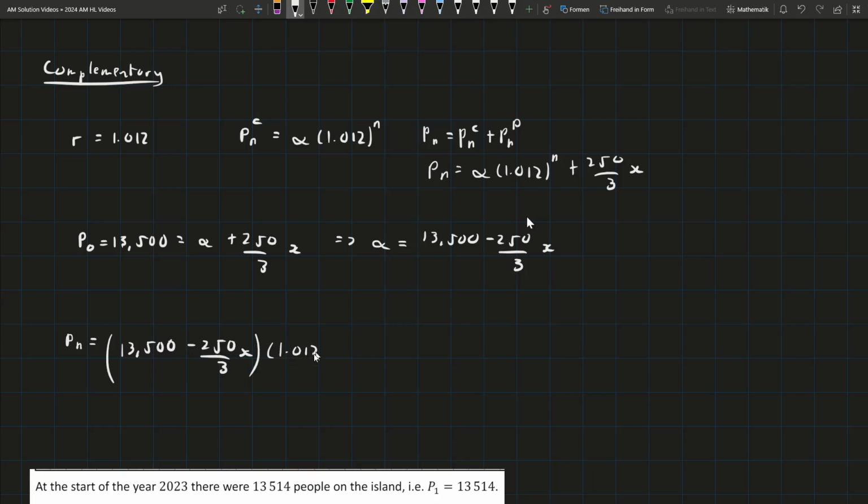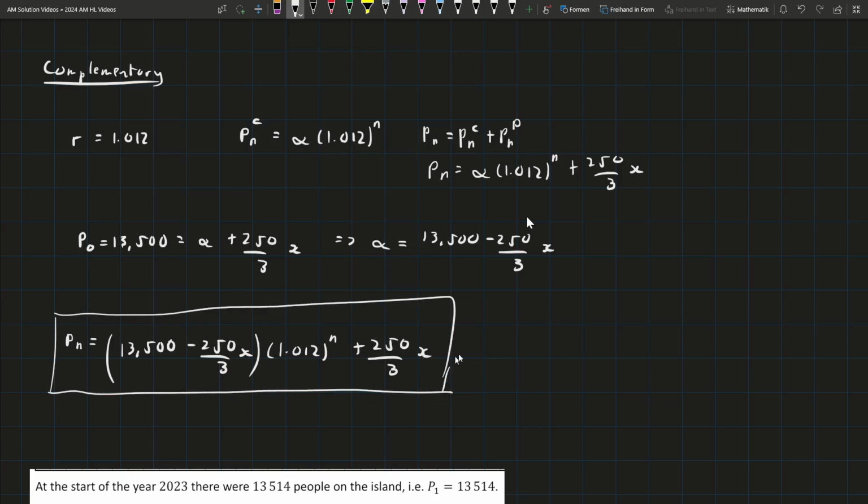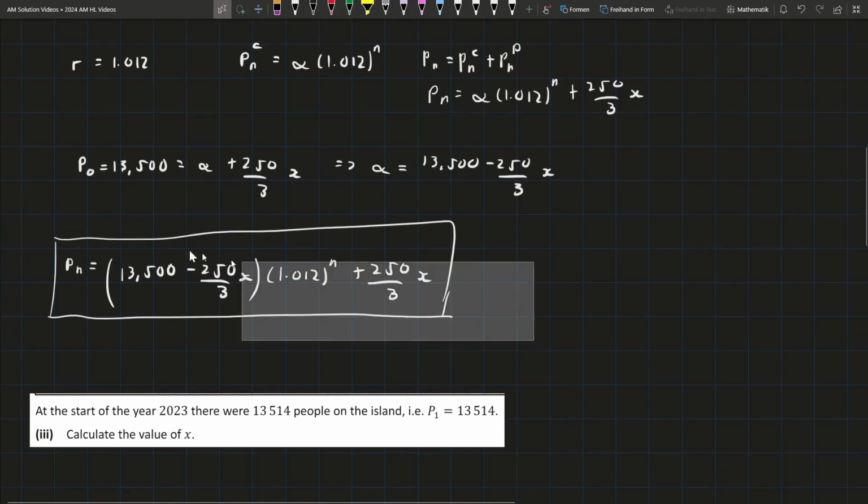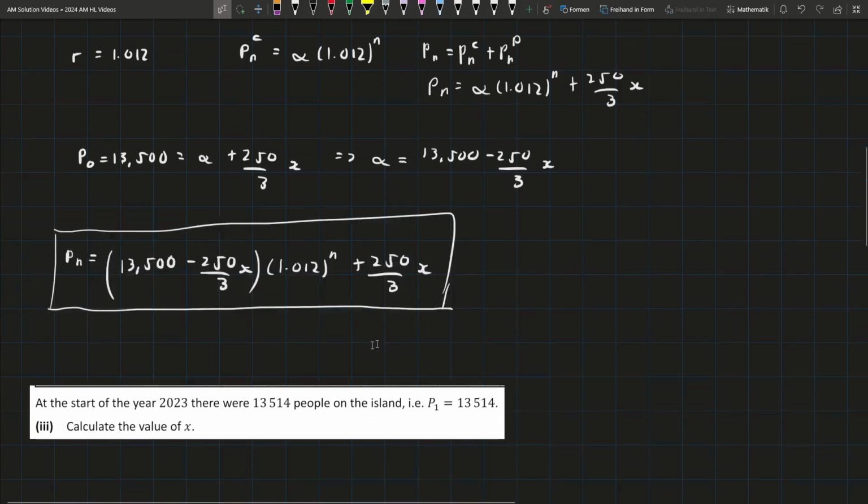Multiplied by 1.012 to the power of n plus 250 over 3 times x. And if you did it with a different method, your answer might look slightly different, maybe because this will be expanded out, and then this 250 will be factored with this one, but overall, if you expand it out and simplify, you should be able to get the same thing as this.